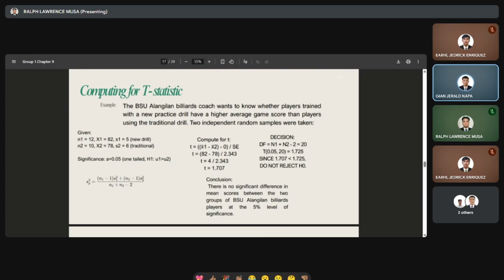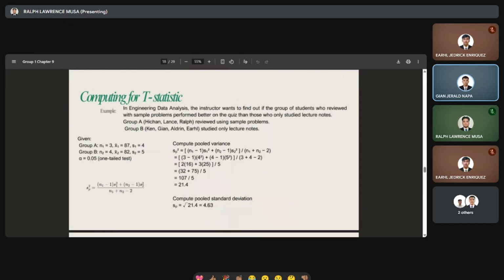So next step, so kailangan natin mahanap yung critical value para mag-come up tayo ng decision to reject or to accept the null hypothesis. So first, kailangan nating mahanap yung degree of freedom. So degree of freedom is previous slide.